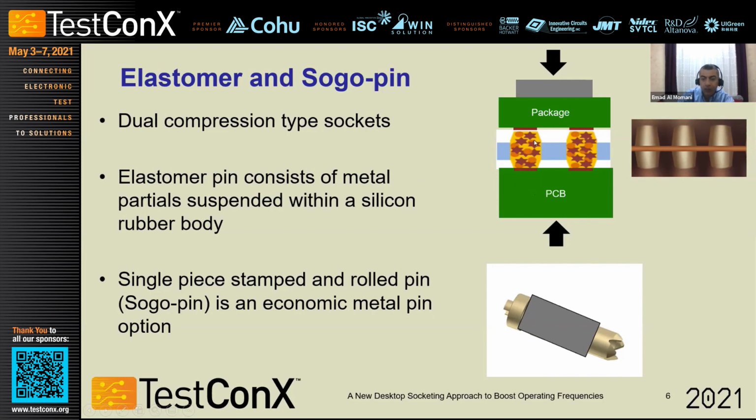Again, the elastomer is close to 0.8 millimeter compressed. This SOGO pin is about 1.2 millimeter compressed. So both of them are shorter, at about 30% to 45% of the height of the current desktop socket pin.